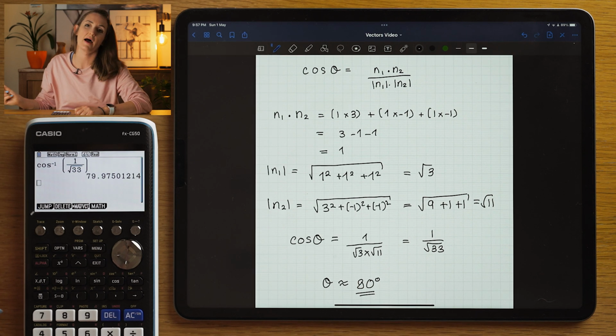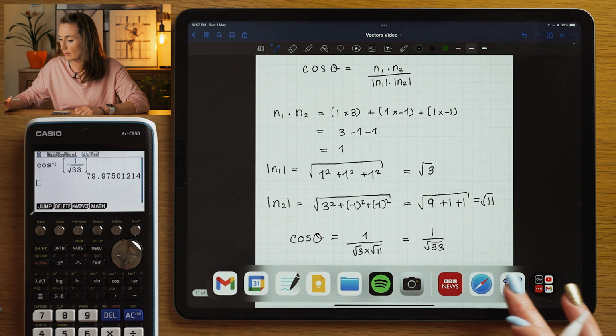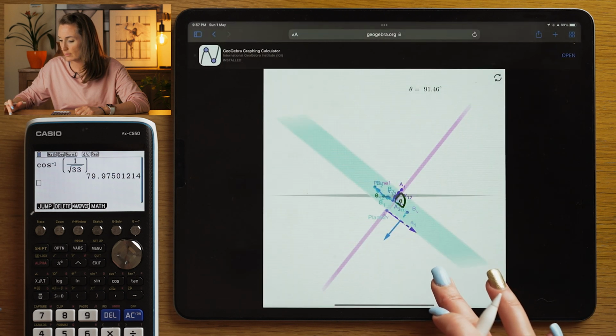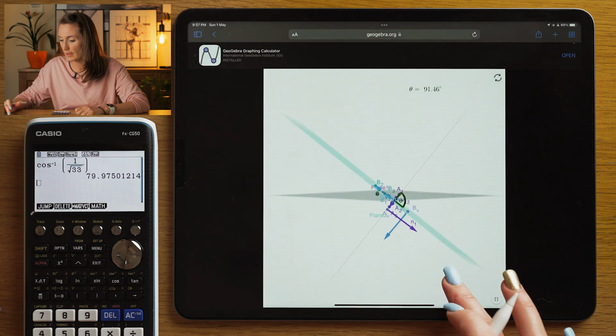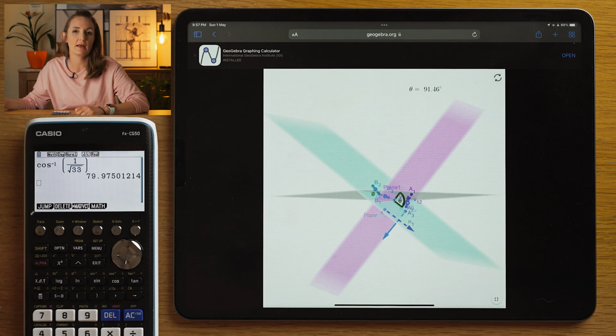Okay, so that is how you find the angle between two planes. You find the angle between the normals and the angles are equal.